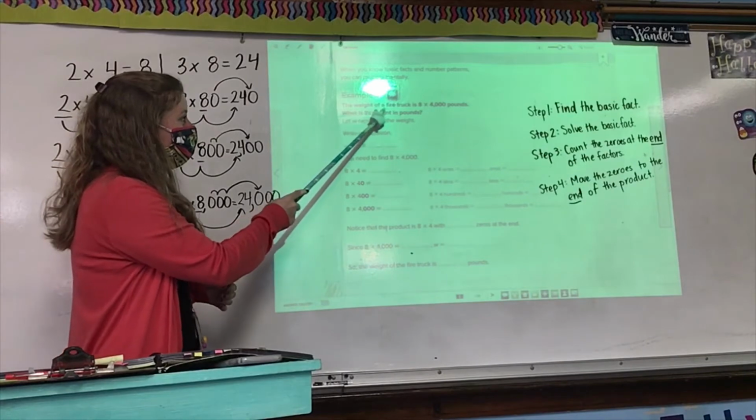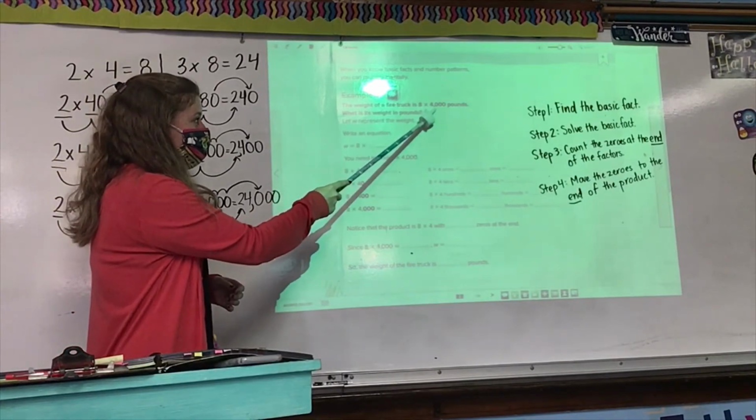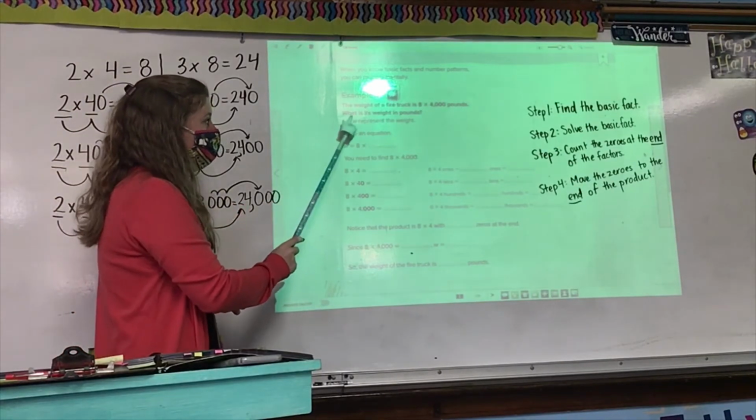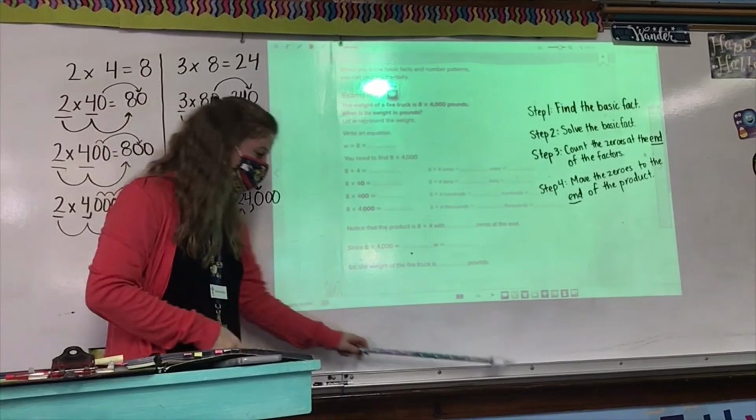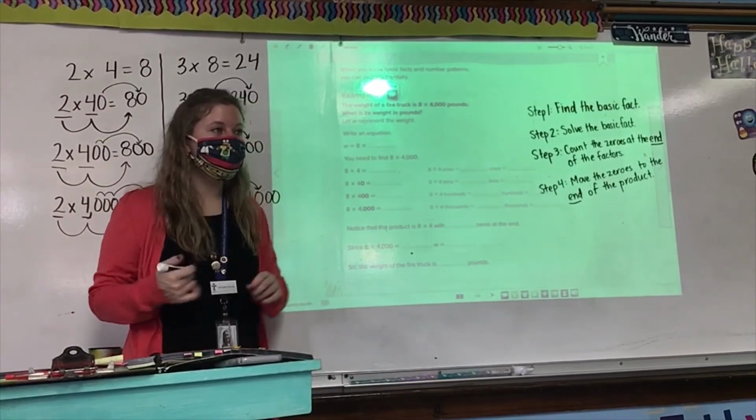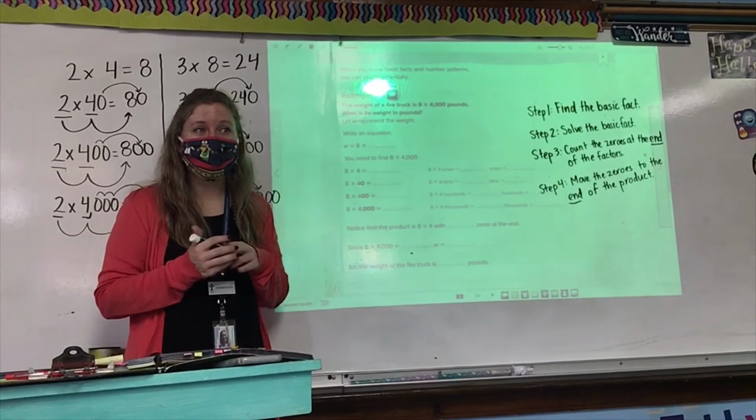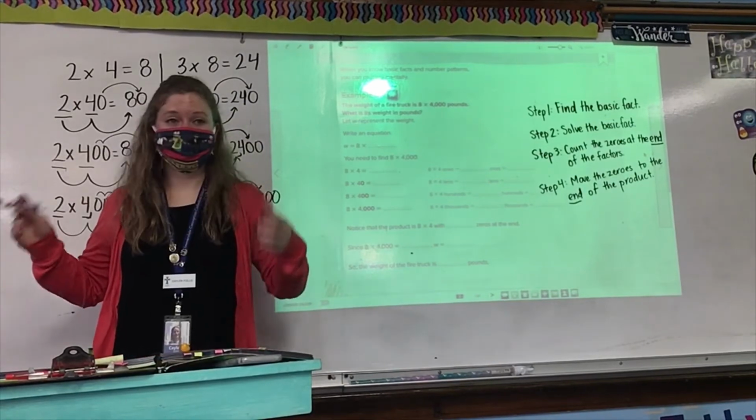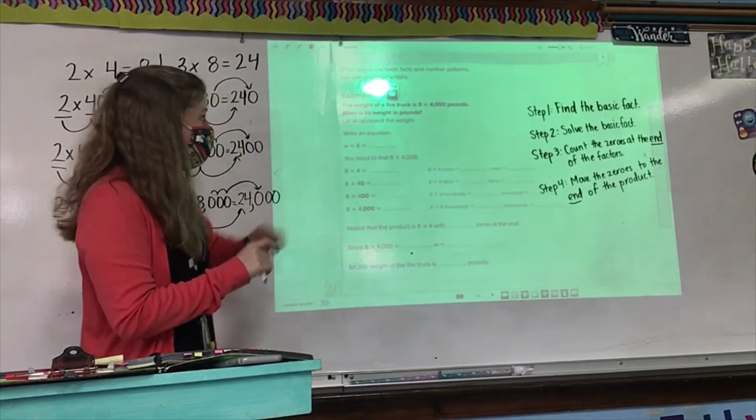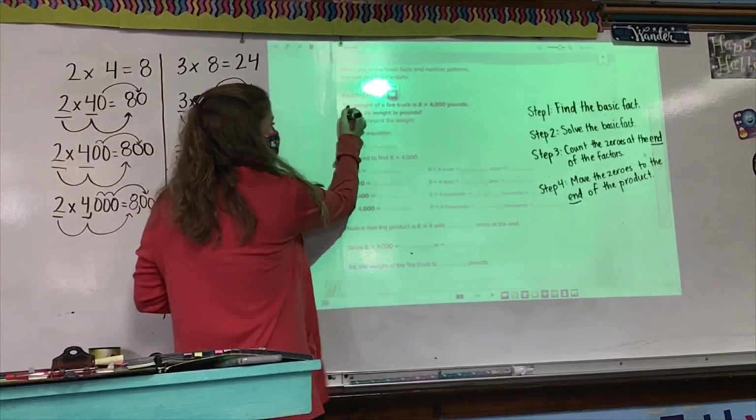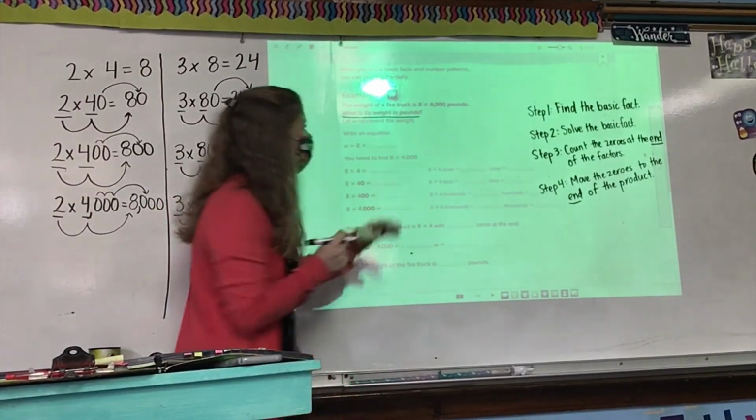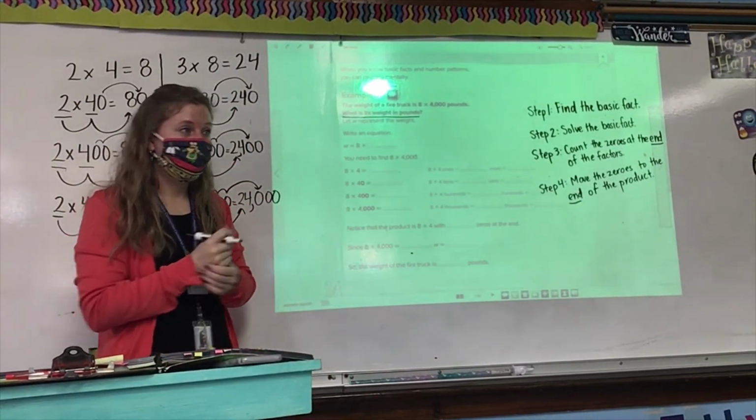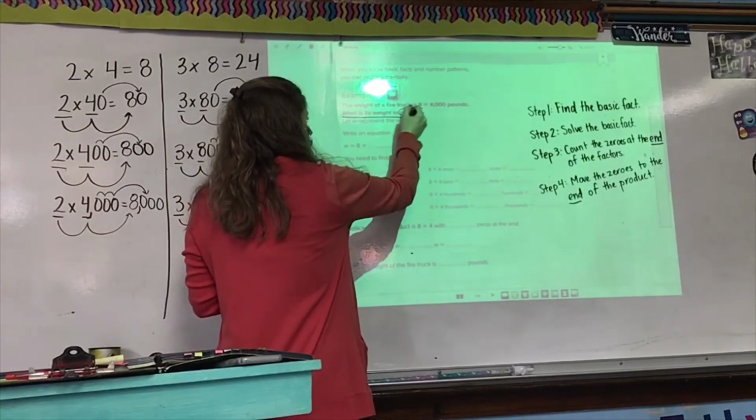The weight of a fire truck is 8 times 4,000 pounds. What is its weight in pounds? Okay, well this is a real world problem, but we really don't have to find any important information, because the question, what is its weight in pounds, is already telling us the answer unit.